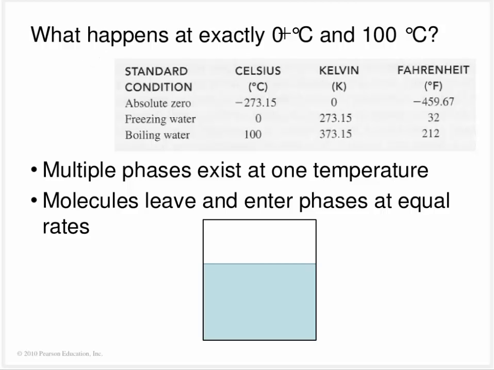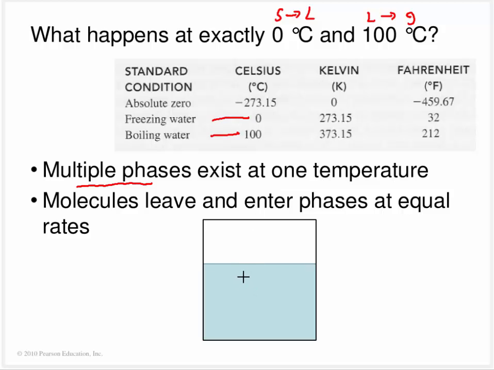Now, you may be asking yourself, what happens at exactly 0 degrees Celsius when we have the solid to liquid transition for water, or at 100 degrees Celsius when we have the liquid to gas transition for boiling water, so freezing water and boiling water? Well, it turns out that we're going to have more than one phase existing at a single temperature.